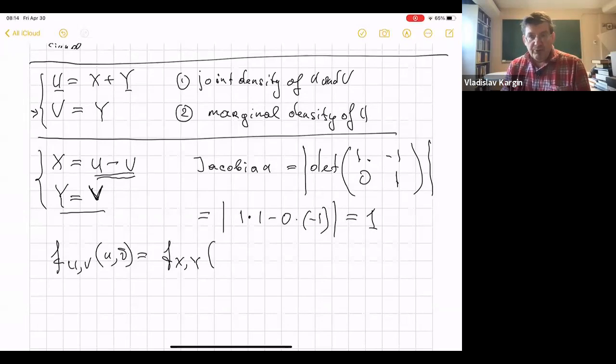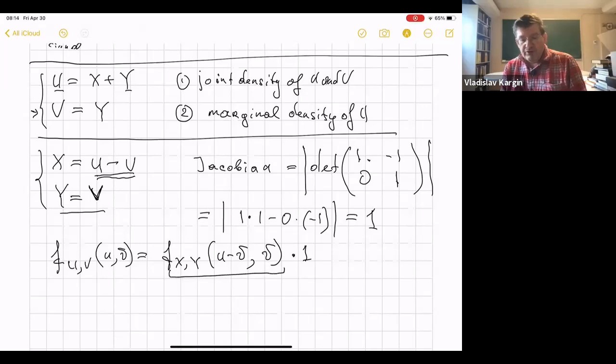To figure out what points correspond, here's our inverse transformation. So x is equal to u minus v, and y is equal to v. And in principle, we need to multiply by the Jacobian, but here the Jacobian is equal to 1. So this is it. This is a joint density of u and v if you know the joint density of x and y.